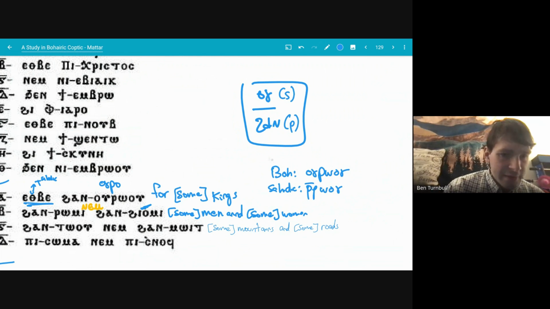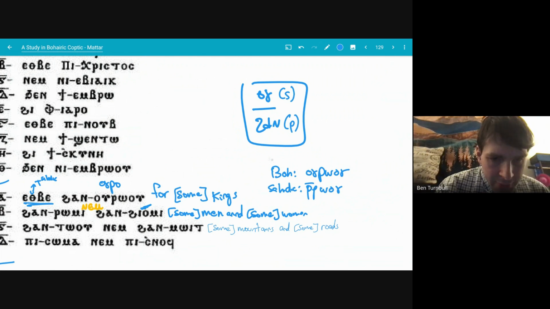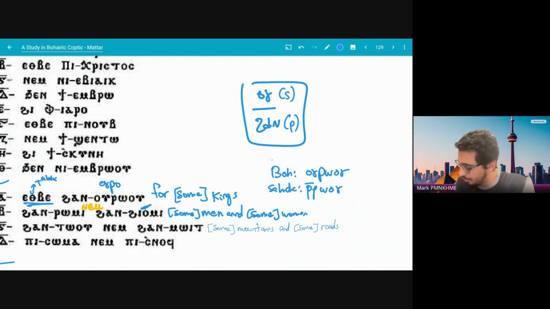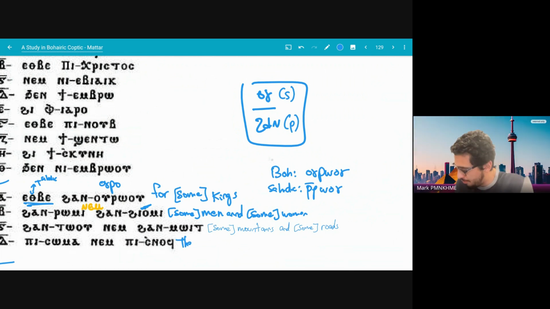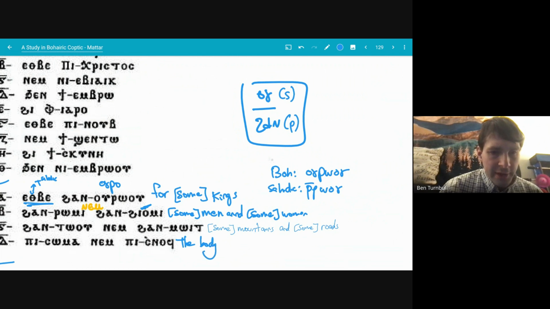Last one for now. Okay, so pi soma, nem pi esnof. Yes. So the body. And it's a Greek loanword, right? Yes. The body and the, I'm guessing the soul, but I'm not sure. The blood. Blood. Okay. Thank you.